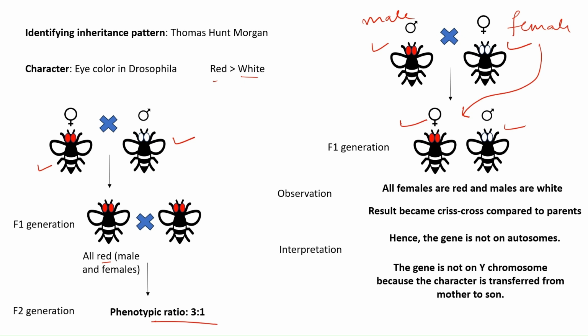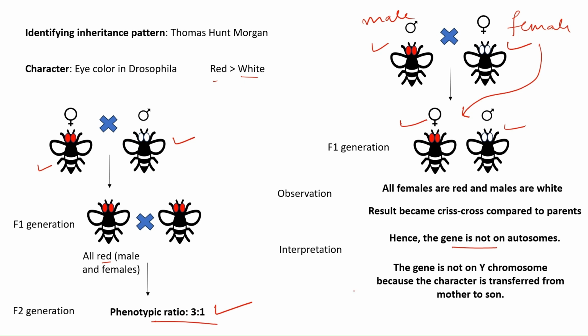Now, what he interpreted on the basis of this result is that the gene is not on an autosome, because if it had been on an autosome, then in either case the ratio should always be 3:1, whether it is present on male or female. But when it differs from that, it means the genes are not present on autosomes.